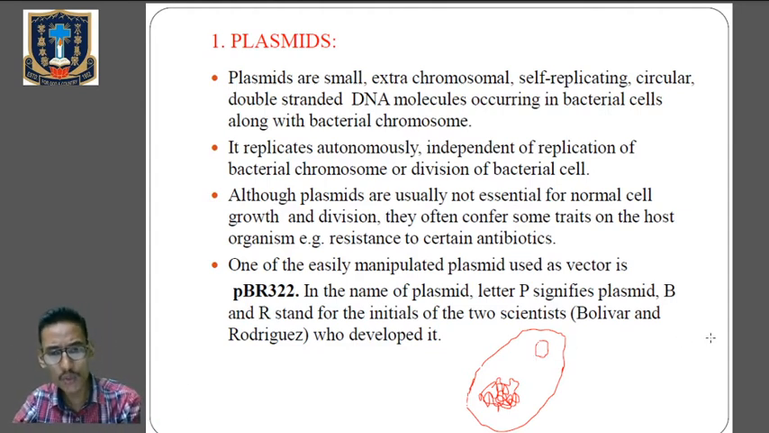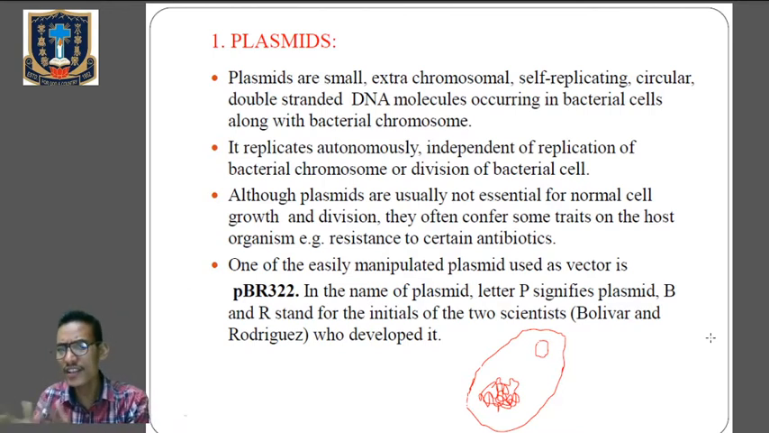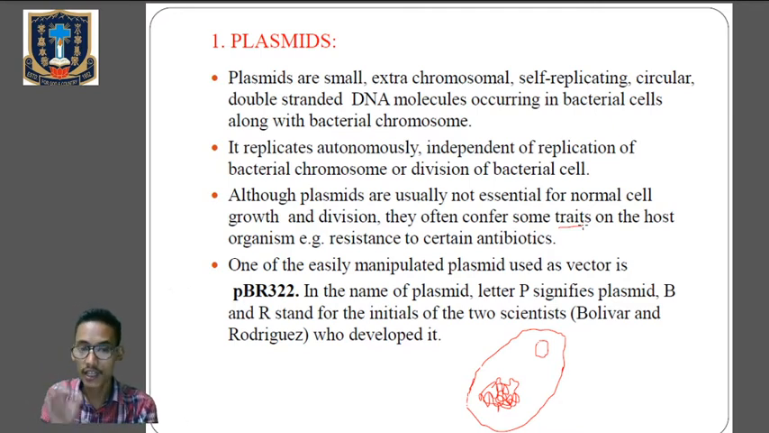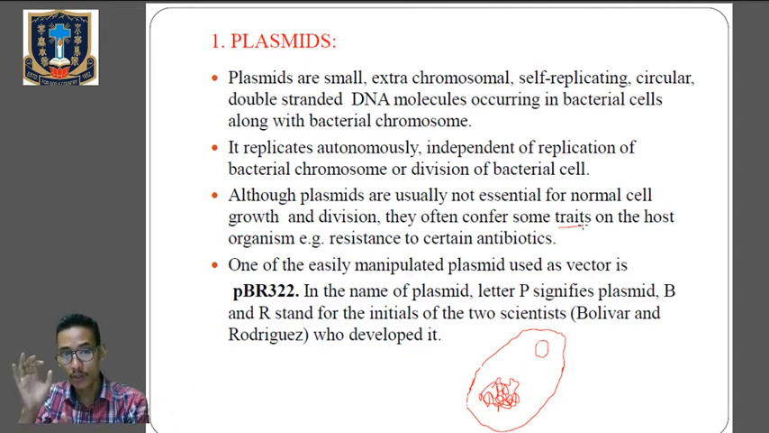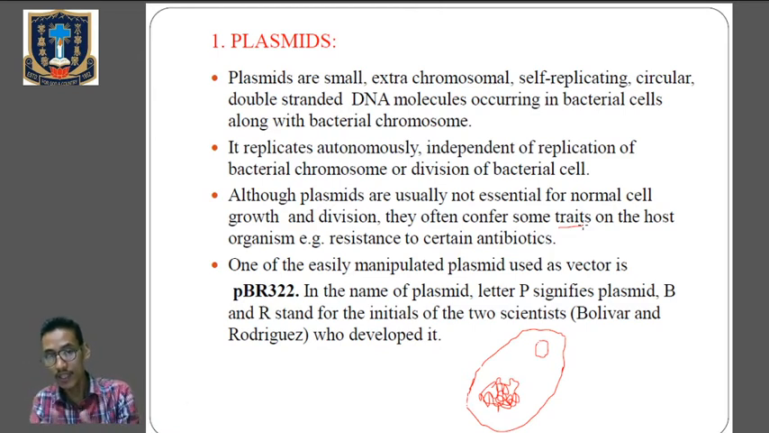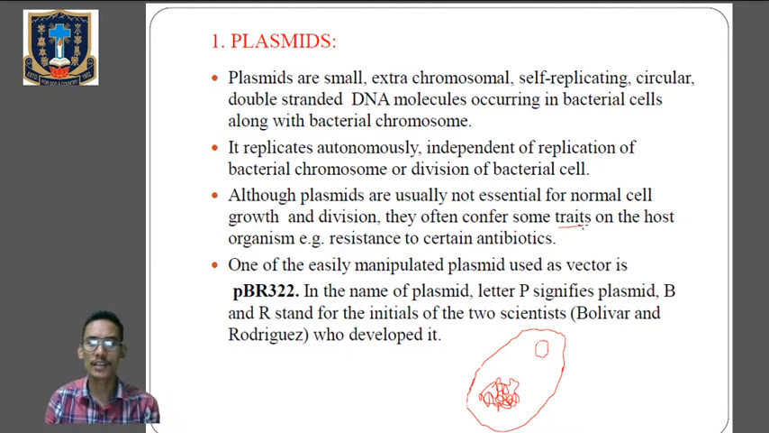Clear? So although plasmids are usually not essential for the normal cell growth and division of the bacteria, they used to provide an important trait. Traits means character. Listen carefully. Traits means character. Okay, so these plasmids, though they are not an essential part of the cell, they are not required for normal cell growth, they used to give the bacterial cell an important character, an important trait to the host organism. And what can that be? Examples: resistance to certain antibiotics.